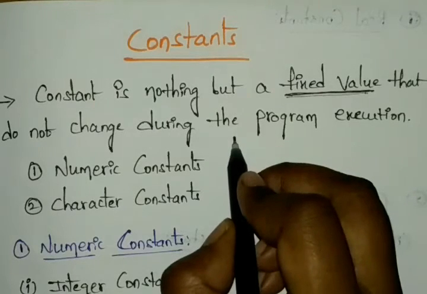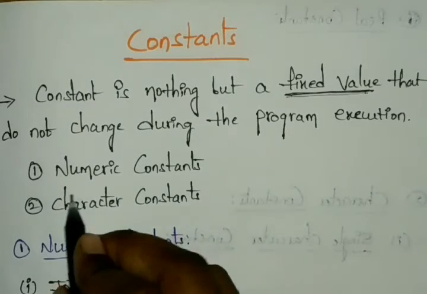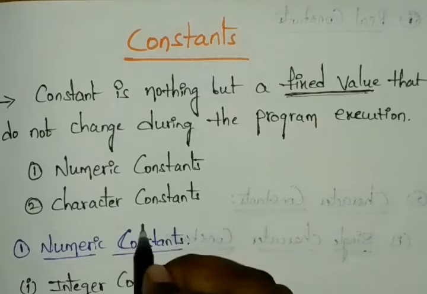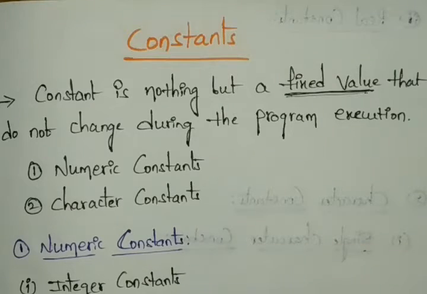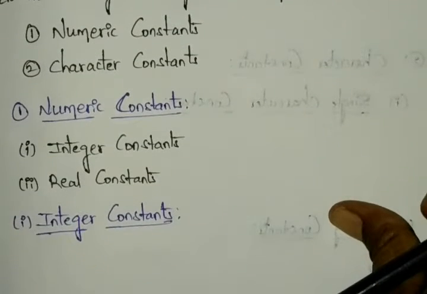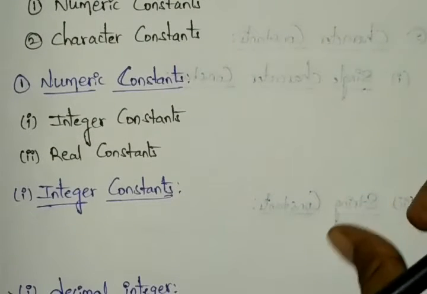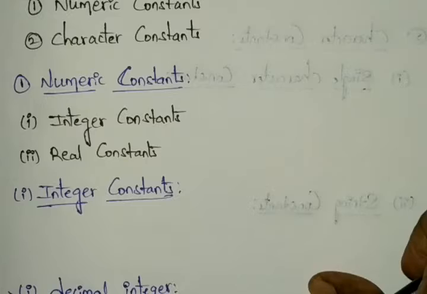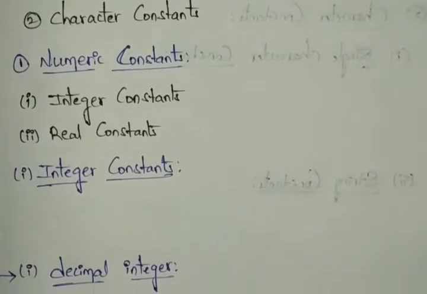These constants have two types, numeric constants and character constants. First we will discuss the numeric constants. In the numeric constants, again we have two types: the integer constants and the real constants. First one we will discuss.